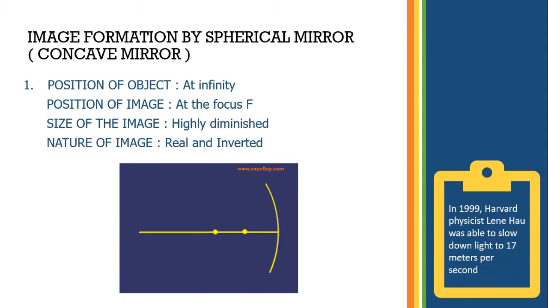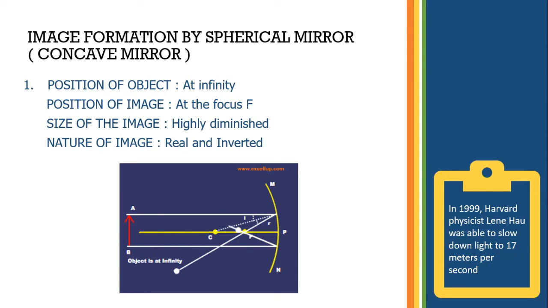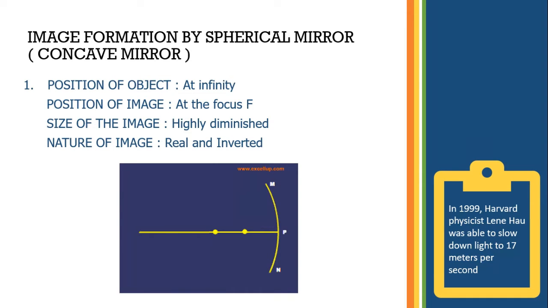You can see this by an animation. See, the object is AB, the incident ray is coming and reflected ray is passing from focus. Another ray is coming from B and passing from focus. So the image will be formed at focus. And the size of the image will be very diminished. Highly diminished means very small, like small particle of sand. It will be very small. And the nature of image means the image will be real, and inverted means upside down.